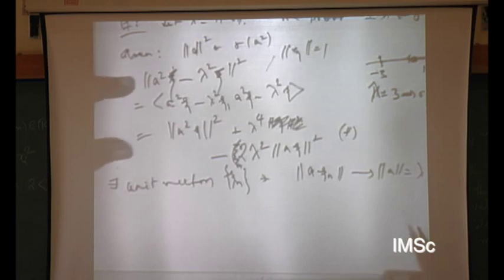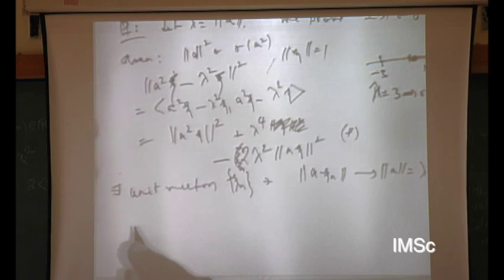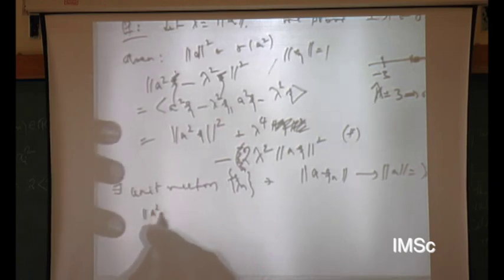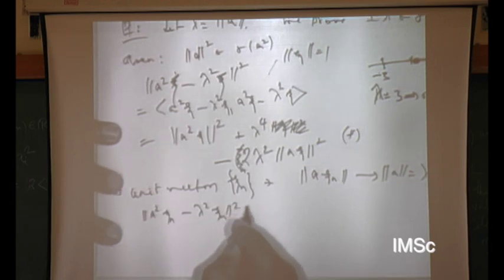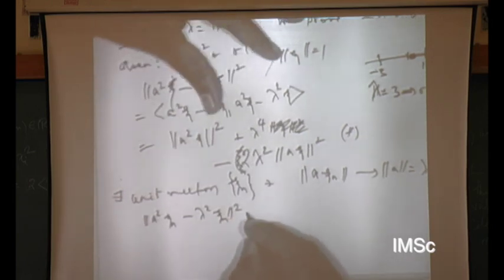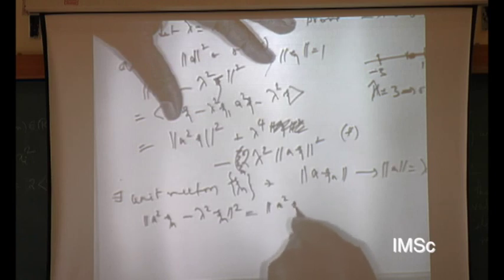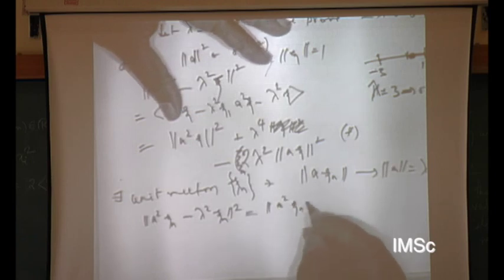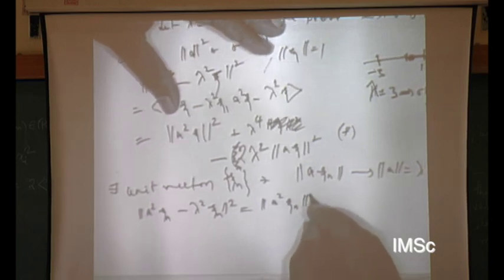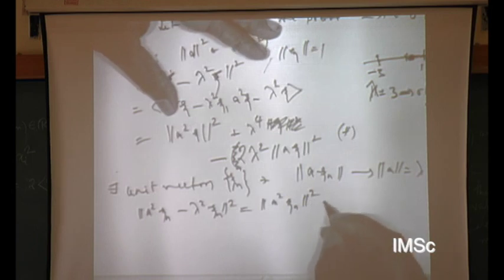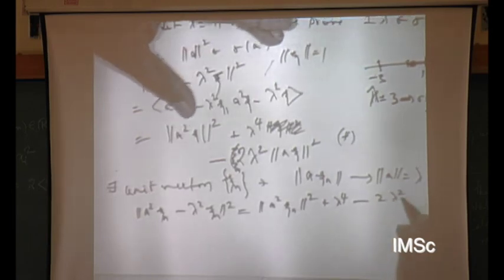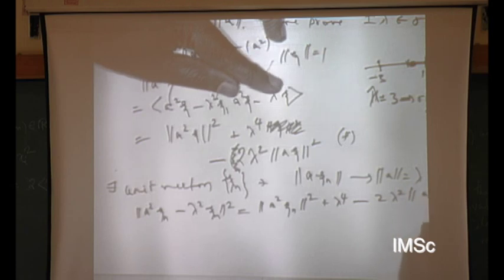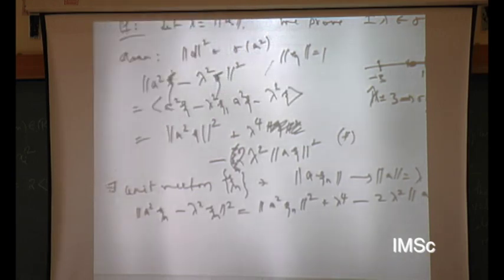Now apply the star to psi n's. What you find is that norm A squared psi n minus lambda squared psi n, squared, equal to norm of A squared psi n squared, then lambda 4, minus twice lambda squared norm of A psi n squared. Okay.